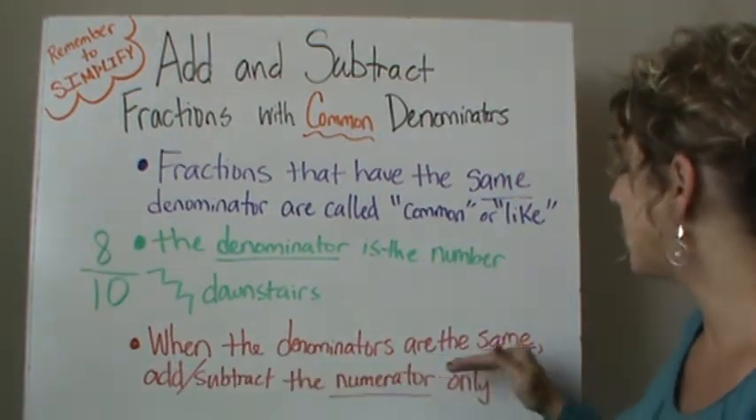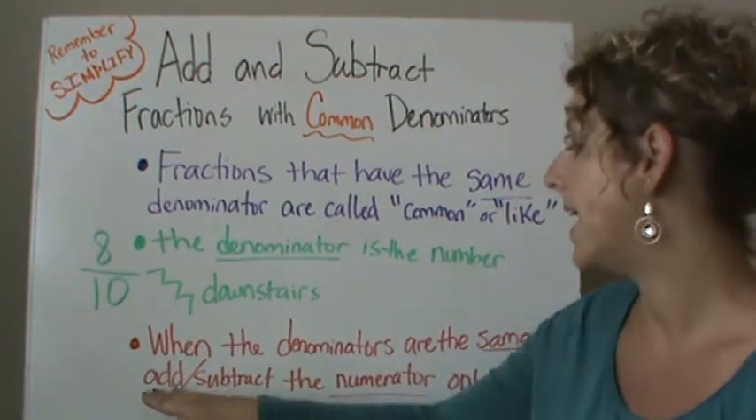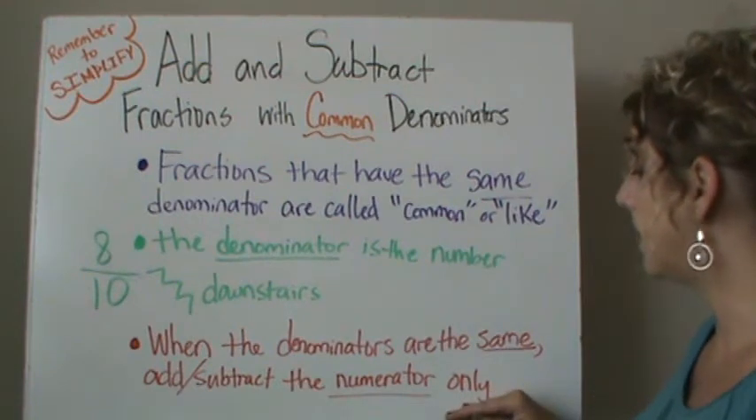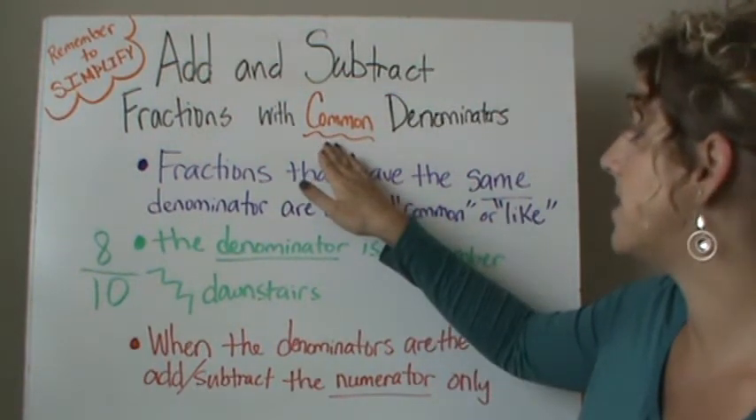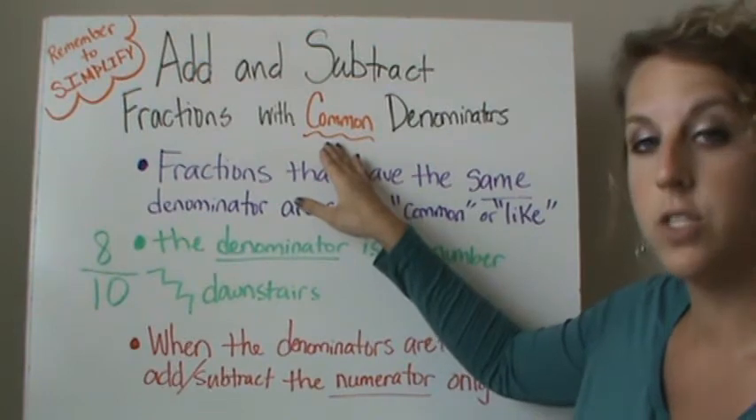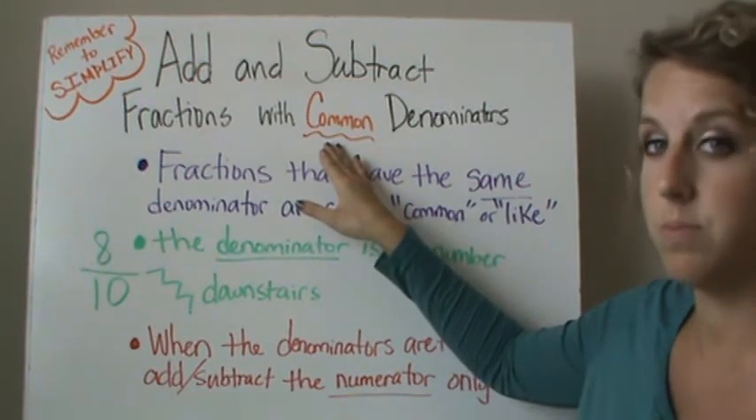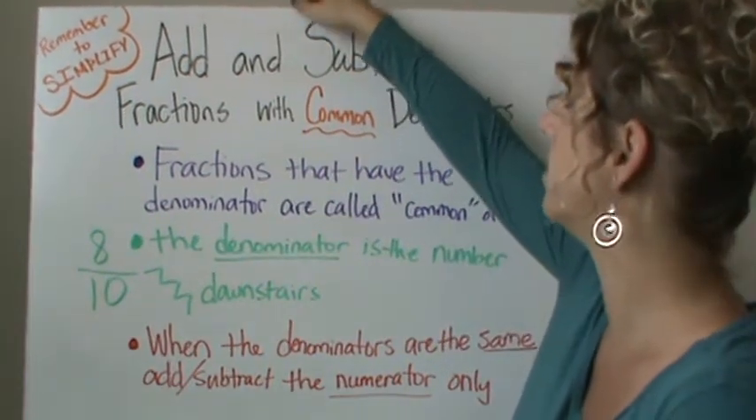When the denominators are the same, add and subtract the numerator only. So in this whole lesson, the denominators will be the same. So all we have to do is add or subtract the numerators.